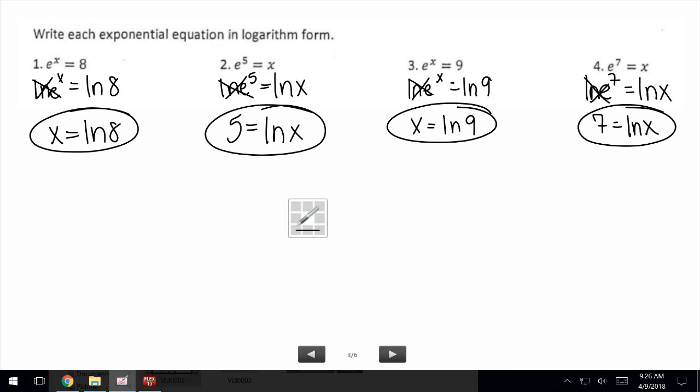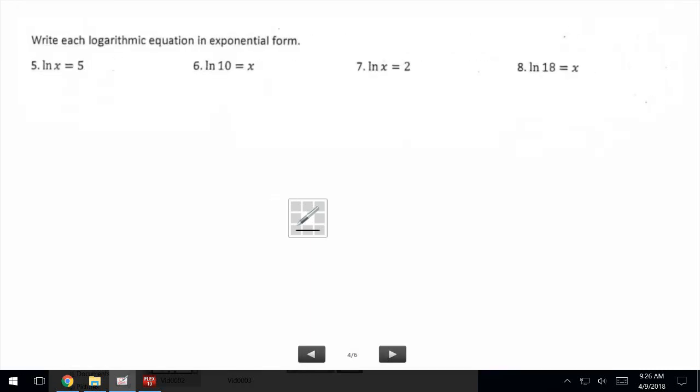All right. So the only thing we did here was do the opposite of base E. What's the opposite of base E again? Natural log. Here we go. Look at the next 4. The only thing we're going to do is rewrite, but this time they give us natural log. What is the opposite of the natural log? Base E. There's a reason why we say base E.